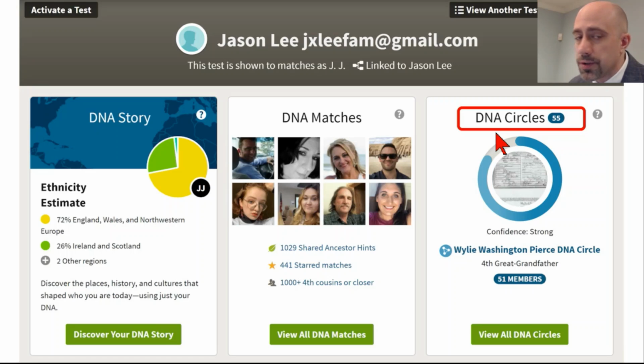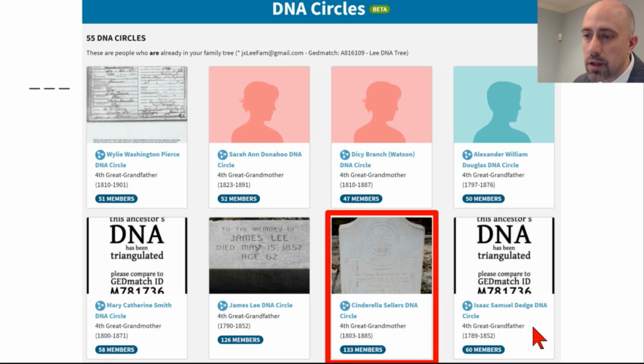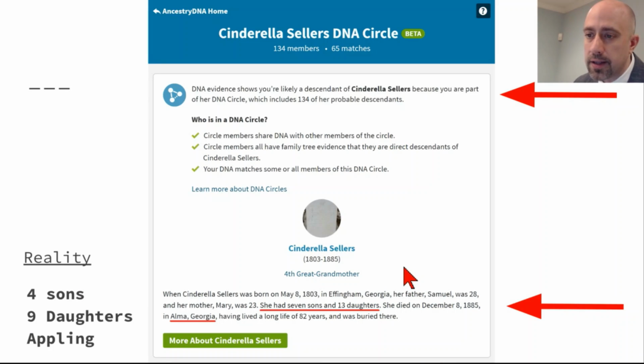So the best way to learn about circles is to dig in, and I know my own circles better than I know any other circles, so I'm going to give you some examples by looking at my own DNA circles. If you go to your main page at AncestryDNA, you'll find your DNA circles on the right side of the page. If you click to view all DNA circles, you'll be taken to a list of your DNA circles. In my case, Cinderella Sellers is among those DNA circles. I click through and get into Cinderella's DNA circle, and at the top of the page there's some introductory information and some biographical information.